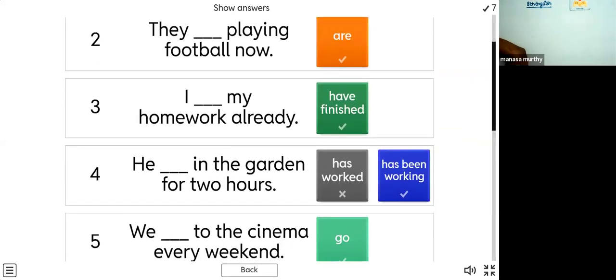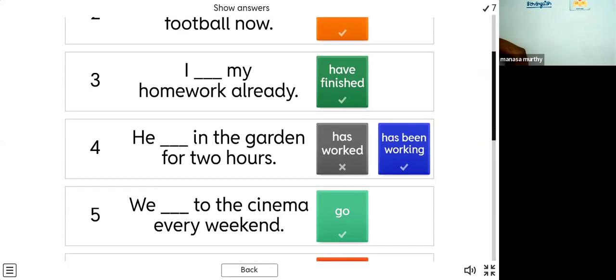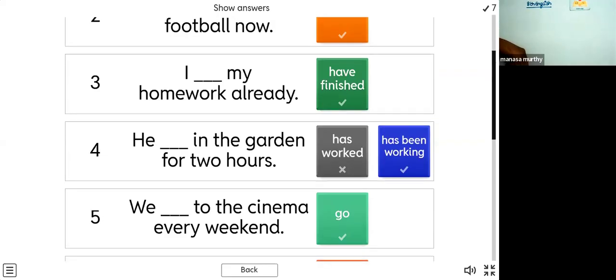Third one, I dash my homework already. Present perfect already indicates that it's completed but has its effect even now.